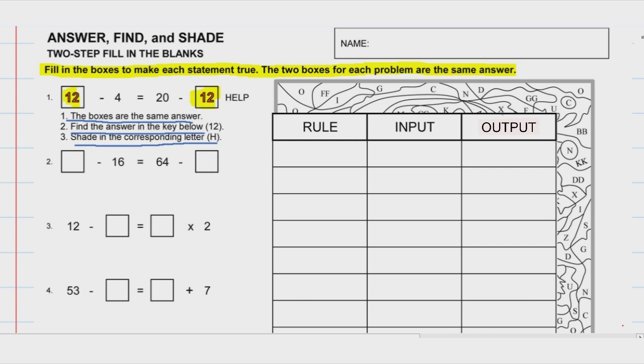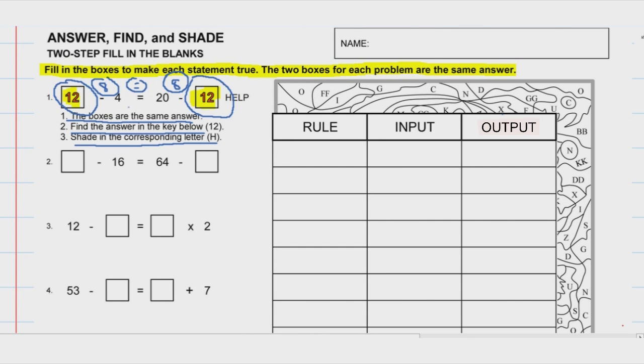Well, first off, this is 12 because 12 minus 4 is 8. And 20 minus 12 is 8. Do you see how you get the same answer on both sides? What you're trying to do is fill in these boxes so you get the same number in each box. And you also get the same answer on both sides. So they have to be equal.